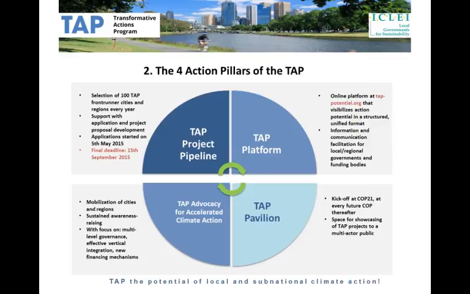Now, if we have a closer look at the content of the program, the objectives of the TAP translate into 4 action pillars that you can see on your screen. So first of all, the TAP project pipeline, which is the process by which every year up to 100 TAP projects are selected in the run-up to the COP and presented during the COP. And so during this process, cities and regions are mobilized to apply to the TAP, supported in their application, as I said before. And so this stage obviously is already underway. And be aware that the final deadline for submitting an application is the 15th of September 2015.